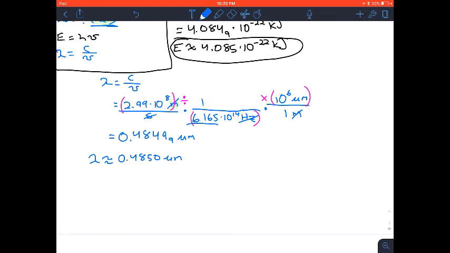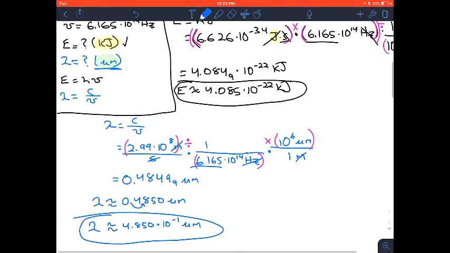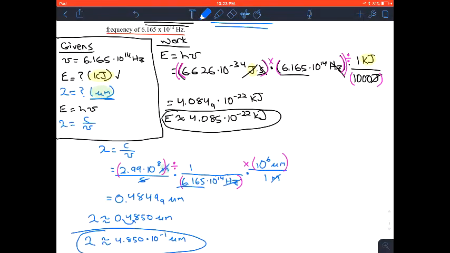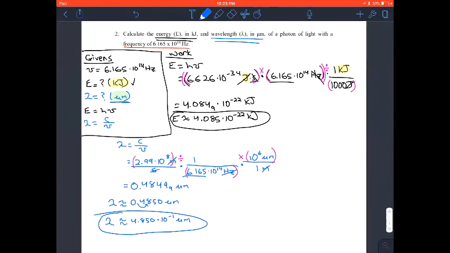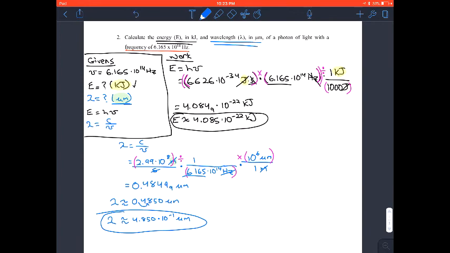micrometers, which then, put it in scientific notation, is 4.850 times 10 to the negative 1st micrometers. Why is it negative first? We move the decimal point over 1 time to the right, in which case it's going to be more negative, or a negative exponent. So there's our final answer in micrometers and our final answer in kilojoules for number 2.